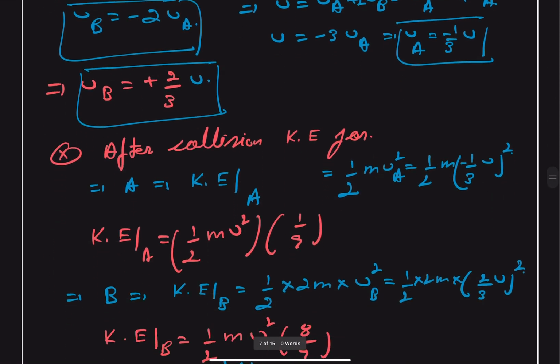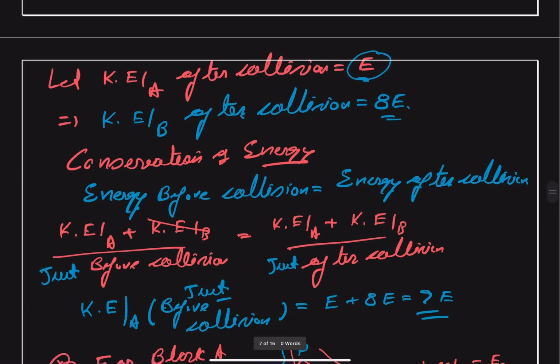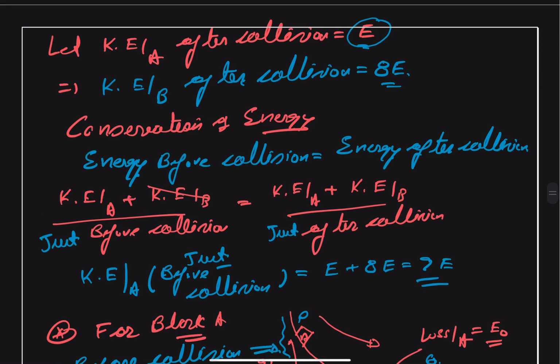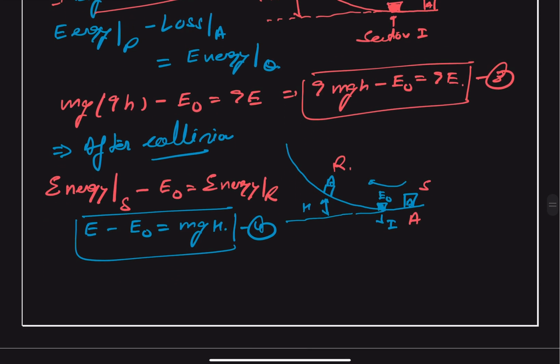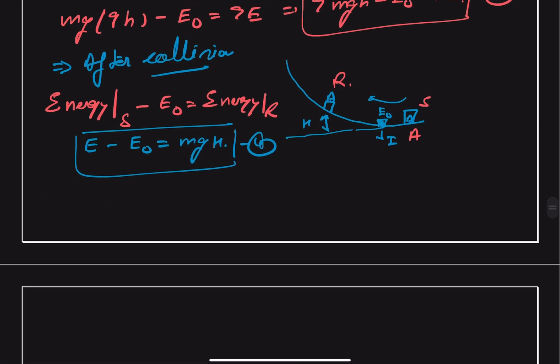Yeah, here it is. The kinetic energy of A after collision is just E, and we have used, yeah, just after collision it is E. It's correct. And this is our equation number 4. Similarly, we are going to make the analysis for block B now.